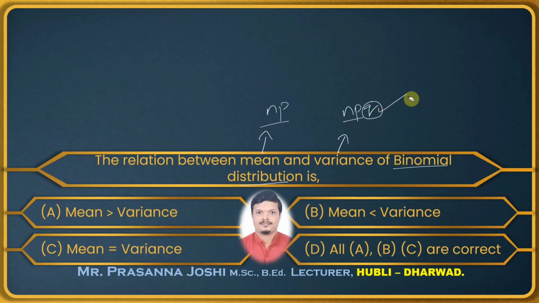This Q being probability of failure, which will be lying between 0 to 1. When we multiply any value from 0 to 1, certainly it will get reduced. That's why NP is greater value as compared to NPQ. So mean is greater than the variance is the expected answer here. So option A is the correct answer.